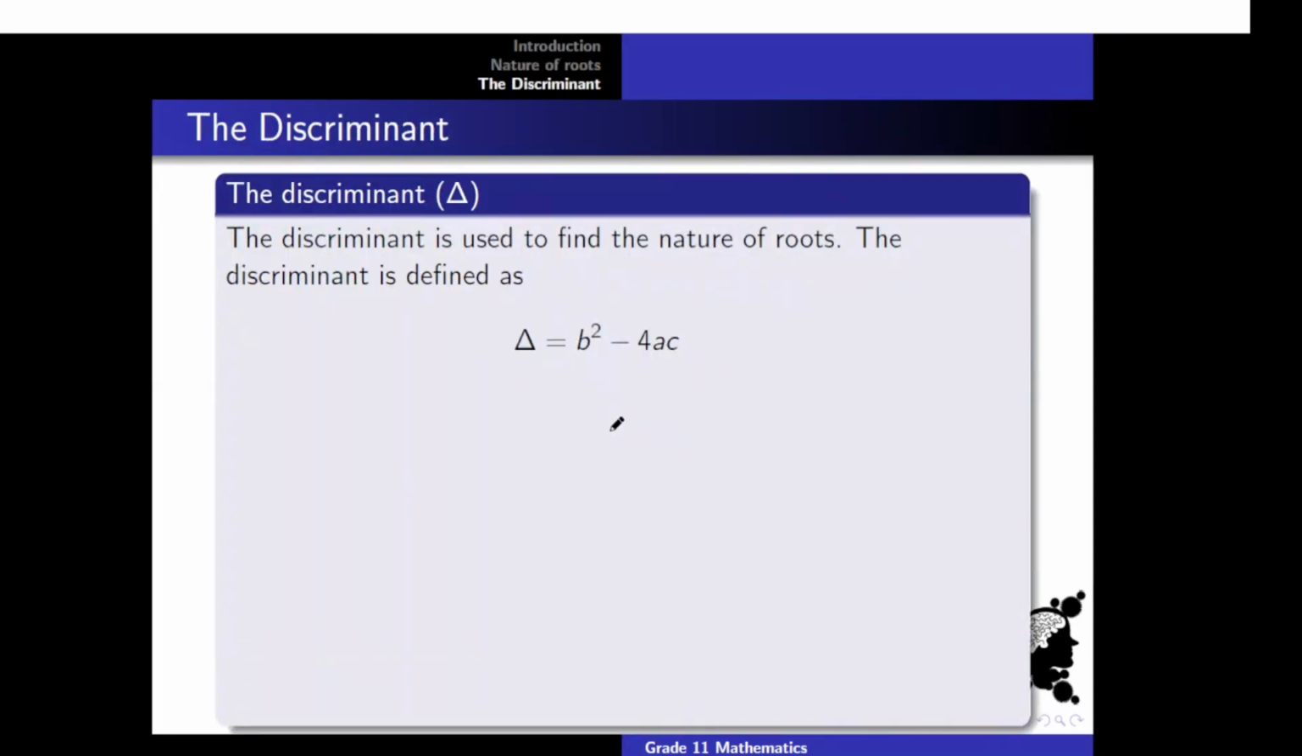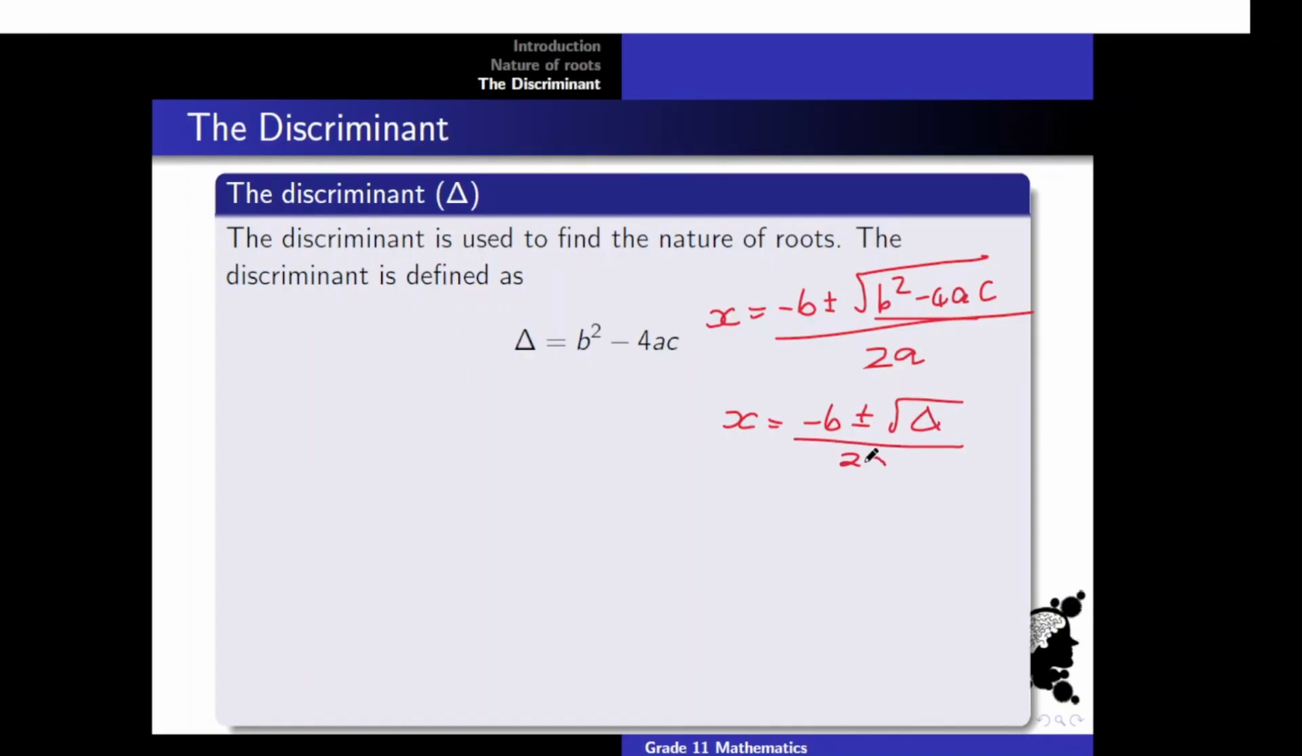So, looking at the discriminant, we can use the discriminant to find the nature of roots. Now, the discriminant is defined as delta equals b squared minus 4ac. If you go back to the quadratic formula, we've got x equals negative b plus or minus the square root of b squared minus 4ac divided by 2a. Now, as we said, this delta is exactly what we have under the square root sign. So I can rewrite the quadratic formula and say x equals negative b plus or minus the square root of delta over 2a.